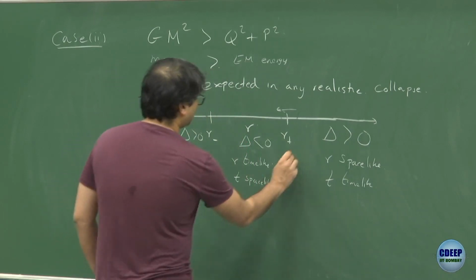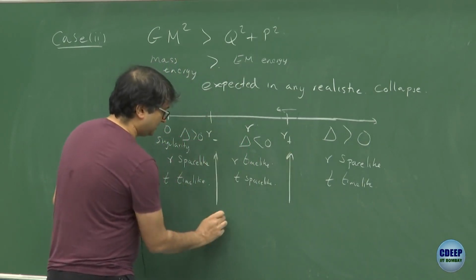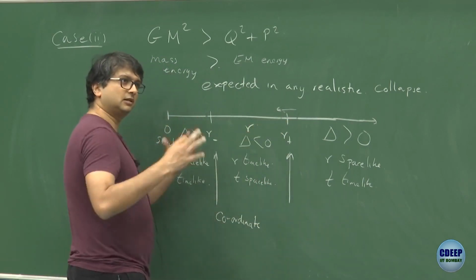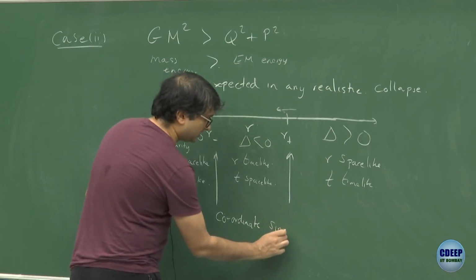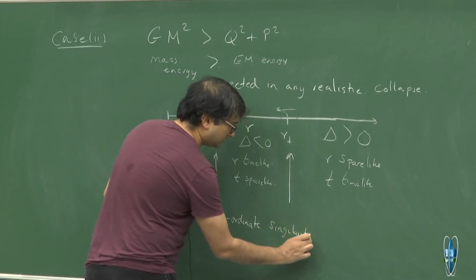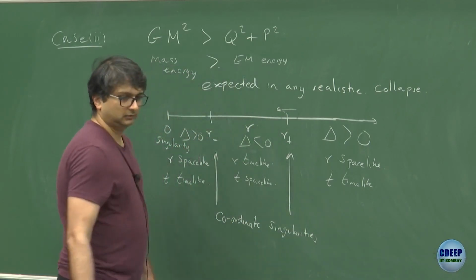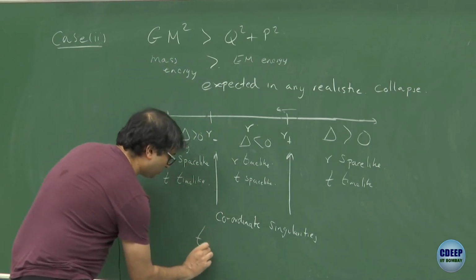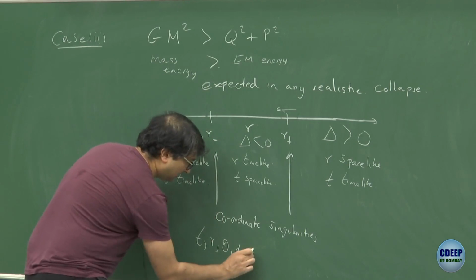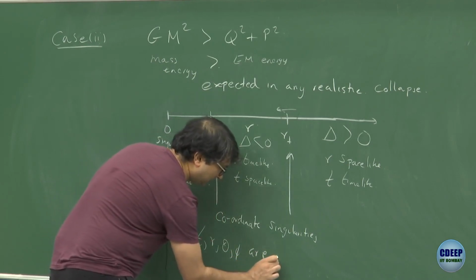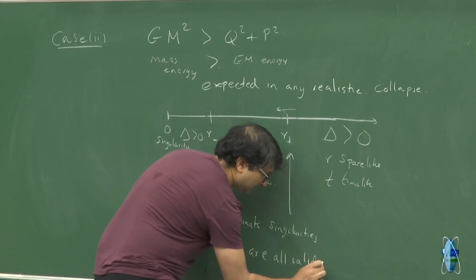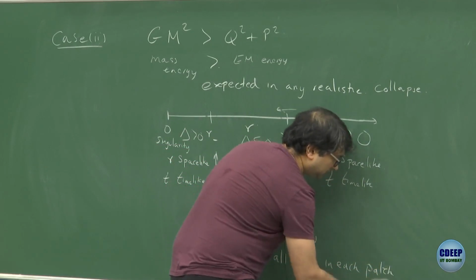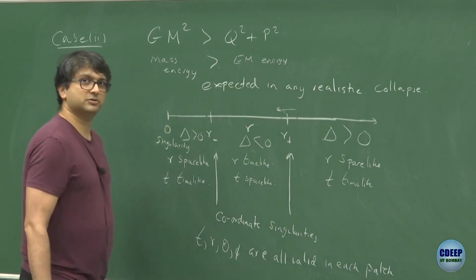And R plus and R minus, these are only coordinate singularities. If you compute the curvature as you approach these points, the curvature is finite. These points are only coordinate singularities. And the coordinates t, r, theta, phi are all valid patch-wise, either in this patch, or this patch.